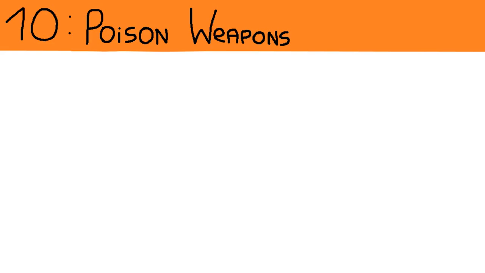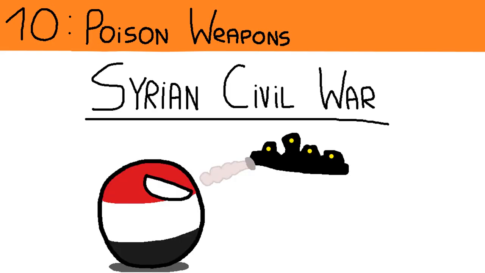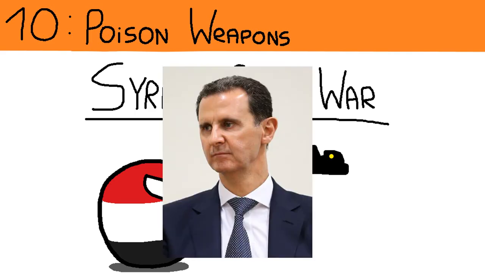Number 9. Settlement of occupied territory. Duh. Number 10. Using poison weapons. The Syrian government has done chemical attacks on rebels multiple times during the Civil War. This is why nobody likes you.